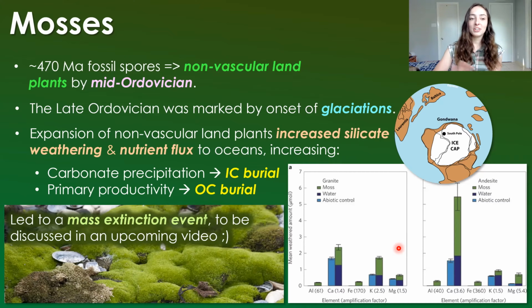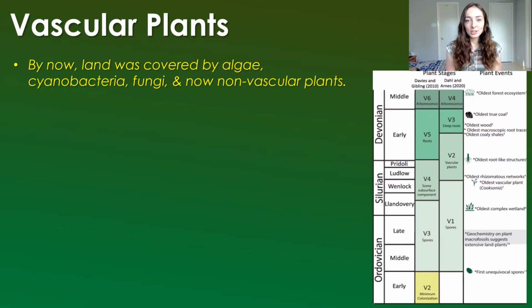So I'll leave it here for now and move on to the other things that moved to land, but I will talk about the Ordovician extinction in a separate video. Moving to vascular plants, by the time these guys were coming onto the scene, land was now inhabited by cyanobacteria, algae, fungi, and non-vascular plants.